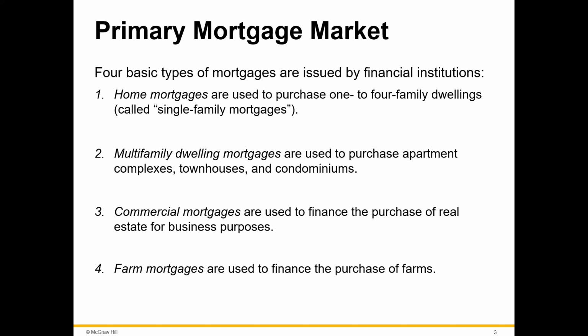Then you may hear multifamily dwelling mortgages. These are when you buy apartment complexes, townhomes, townhouses, and condominiums. Commercial mortgages are used to finance the purchase of real estate for business purposes. Farm mortgages are used to finance the purchase of a farm. The reason for these different names is that there are different regulations and stipulations on how those mortgages operate according to the type of real estate you're going to buy.